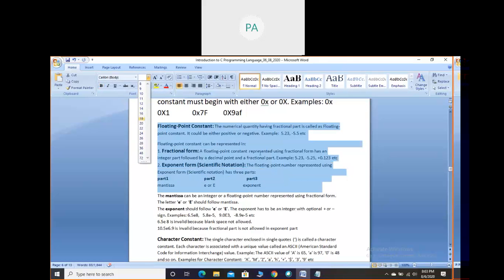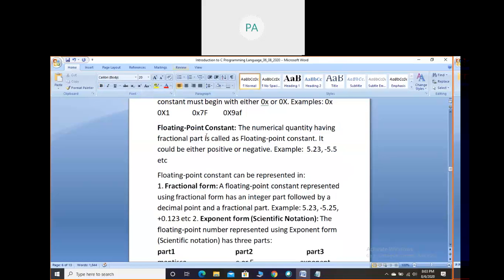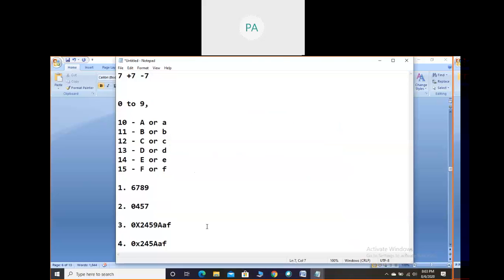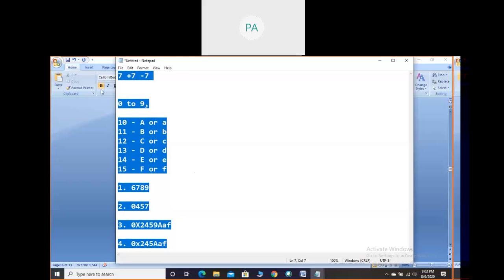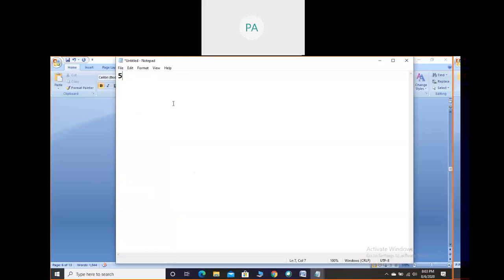See here, the name itself tells floating point. That means a decimal point will come in this. So decimal point means, when I write digit 5 in front of the decimal point, then either you write 00 or you can write any number like 5.23. If you come across the decimal point, then we can consider it as a floating point number.